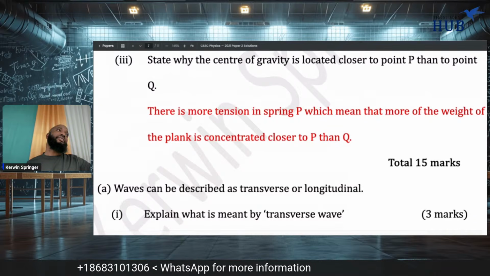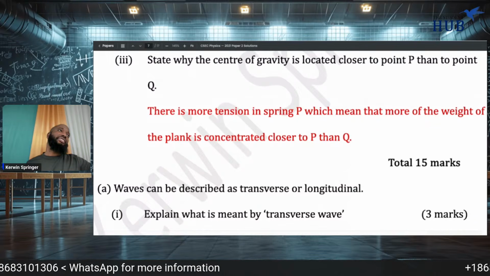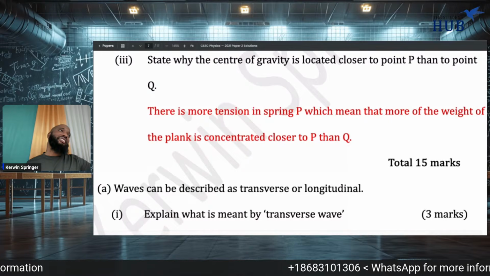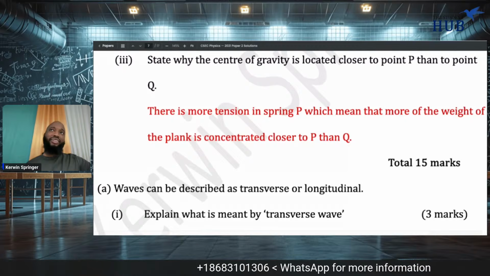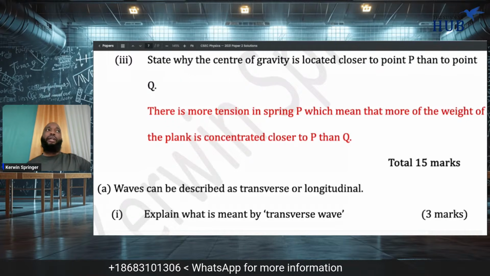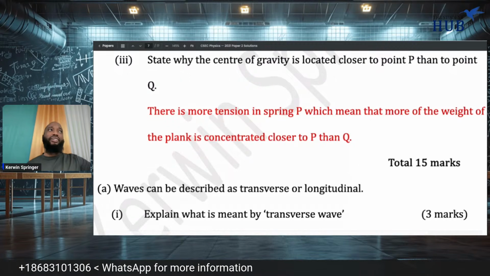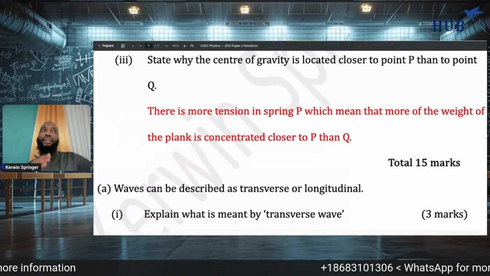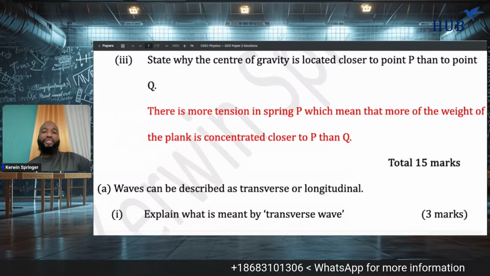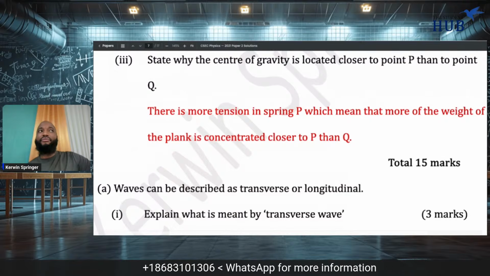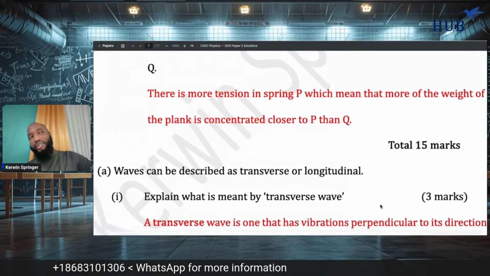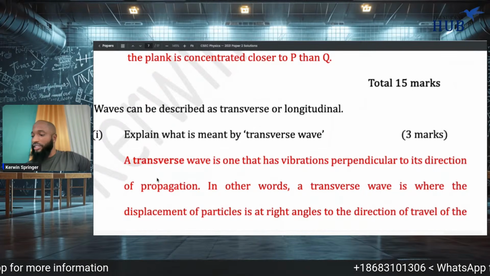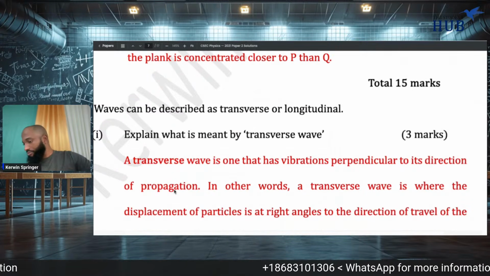A transverse wave is a wave whose particles travel perpendicular to the direction of the wave. Okay. So the vibrations of the particles are perpendicular to the direction of the wave. What's a nice word for direction? Propagation. You might get the full marks there with that one. So it's one that has vibrations perpendicular to its direction of propagation.